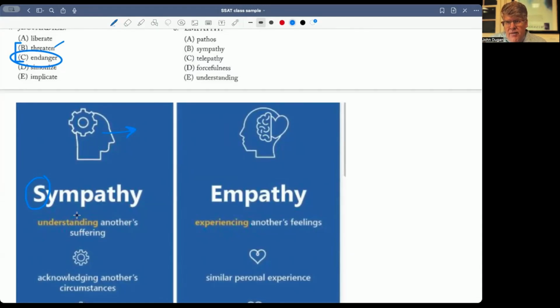Empathy is when you really feel another person's pain. Sympathy is just sort of acknowledging it, like I acknowledge your pain. Empathy is like, oh man, I can feel your pain. So in some ways, empathy is greater than sympathy, right?